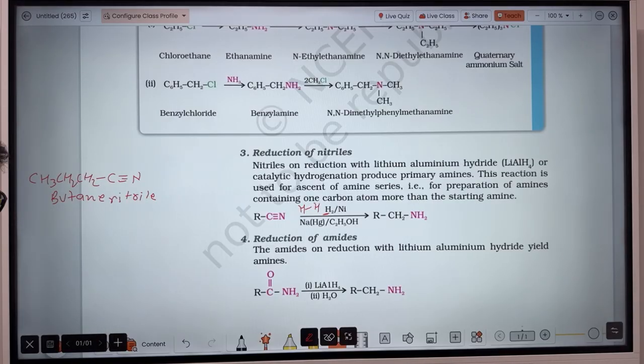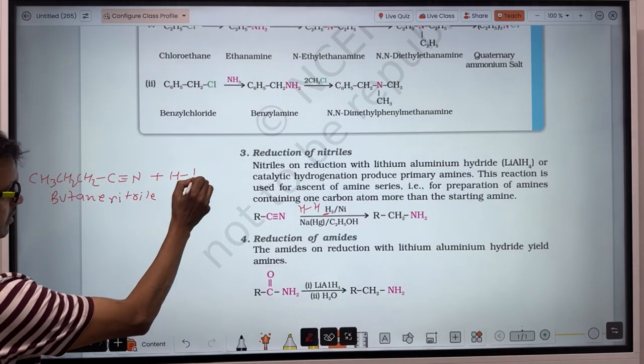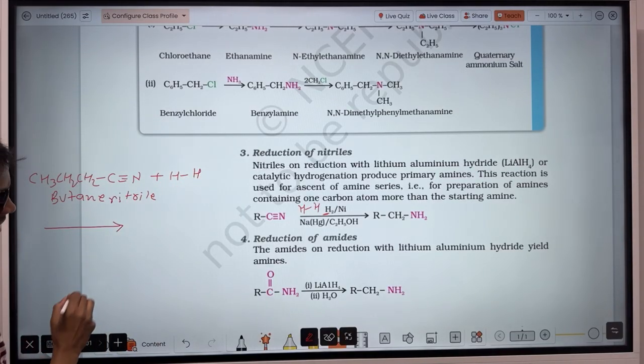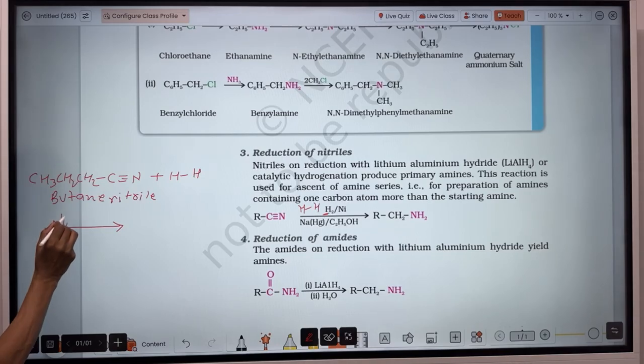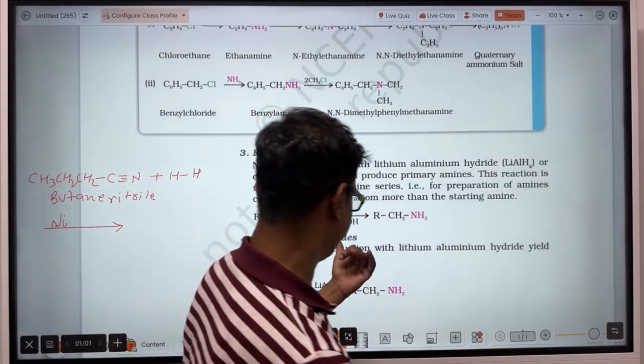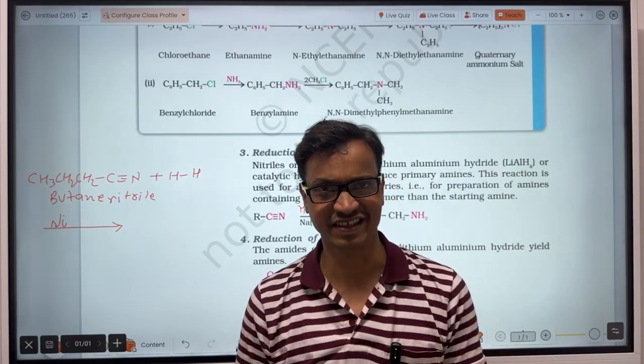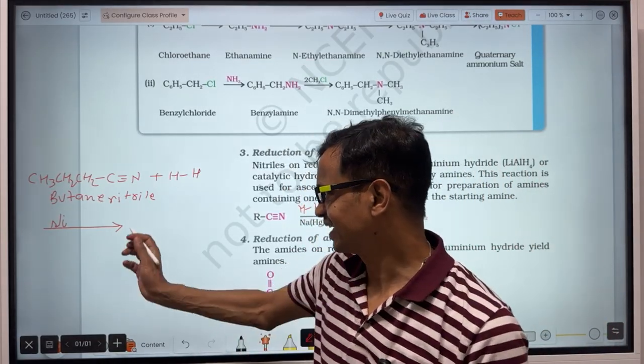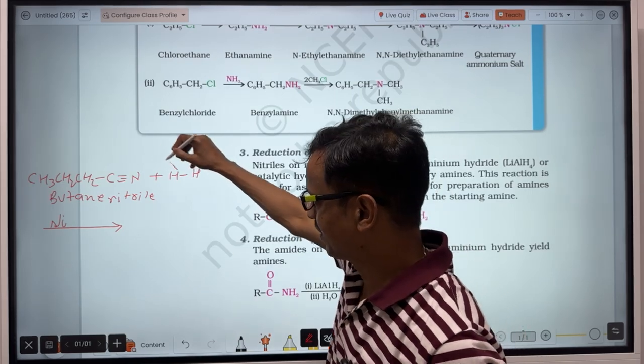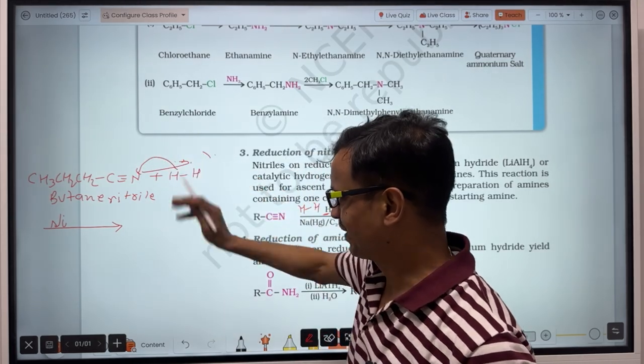With this butane nitrile, that reacts with hydrogen, and the catalyst here is nickel. Again, keep in mind that the catalyst nickel will provide the surface area to the hydrogen. So what happened here? One hydrogen will bond to this nitrogen.